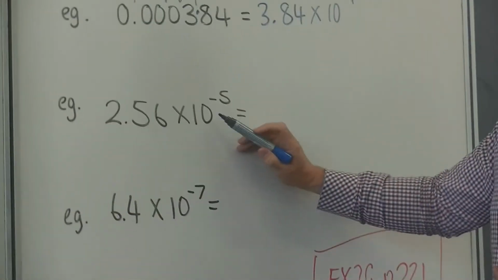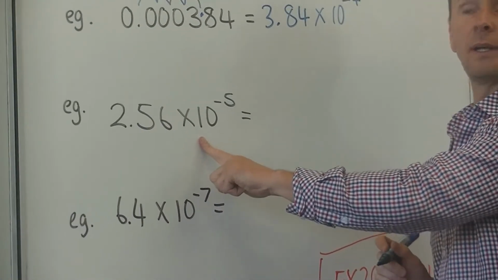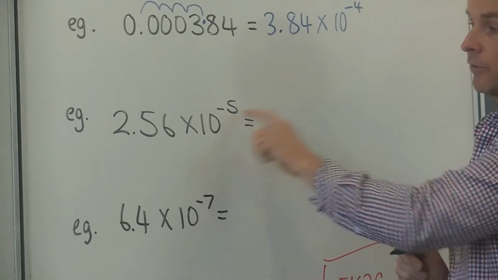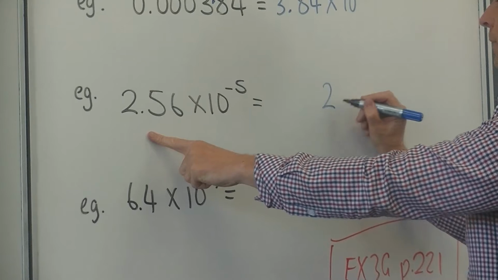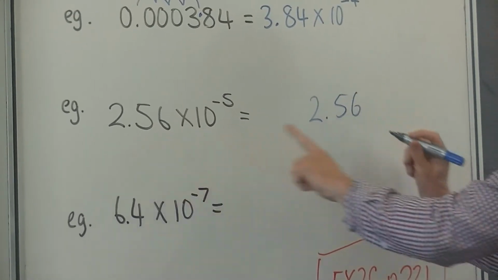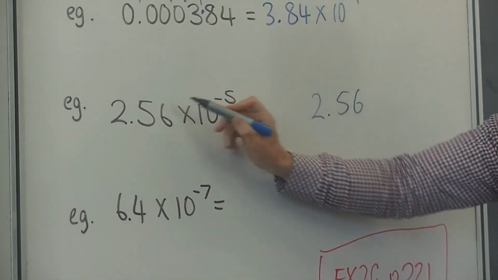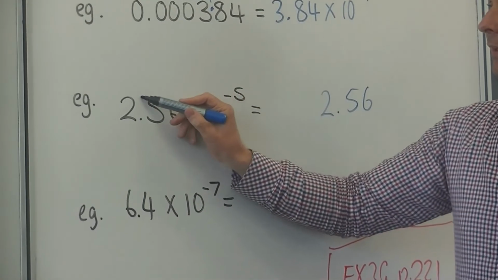And then the last little bit, we've got scientific notation, and this is a small number. See how it's to the power of negative 5. This one's a little bit trickier. This time we've got 2.56. This time we have to move the decimal point 5 spots, but to the left.